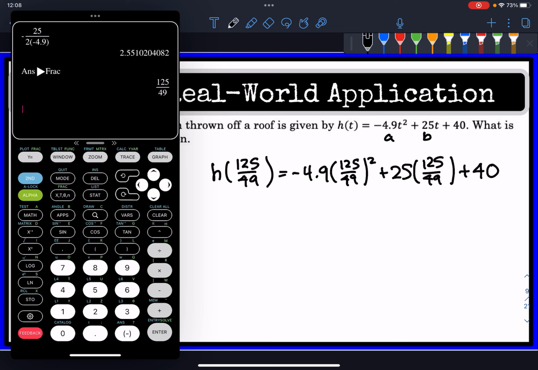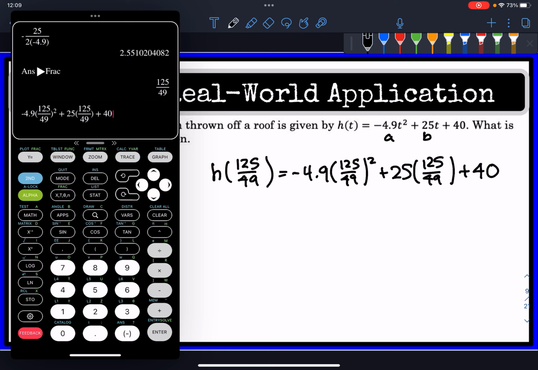So let's write this in our calculator. So -4.9 parentheses. Instead of writing the number, I'm just going to simply click up using the arrow keys on the right side of the screen and hit enter, and it's going to copy it down. I'll close the parentheses and square it. I'm going to add then 25 parentheses, again click up to highlight the 125 over 49, hit enter, and it's going to copy it for me, and then plus 40. And everything that I'm doing here can also be done on the 84s and even on your decimals calculator.